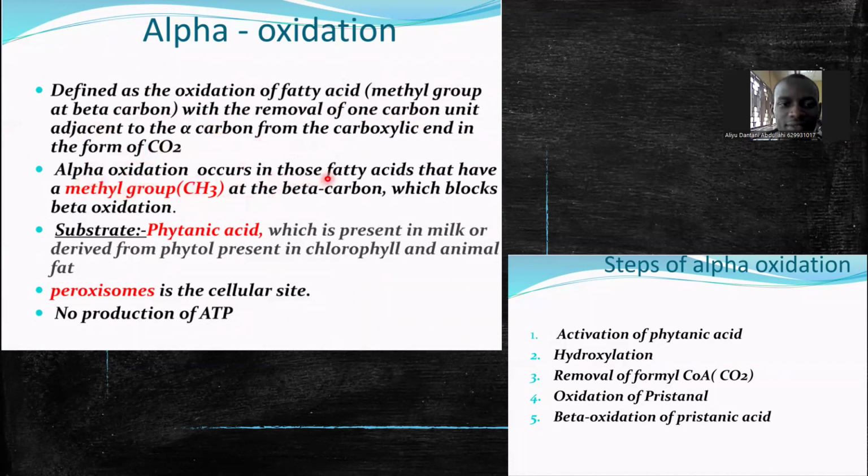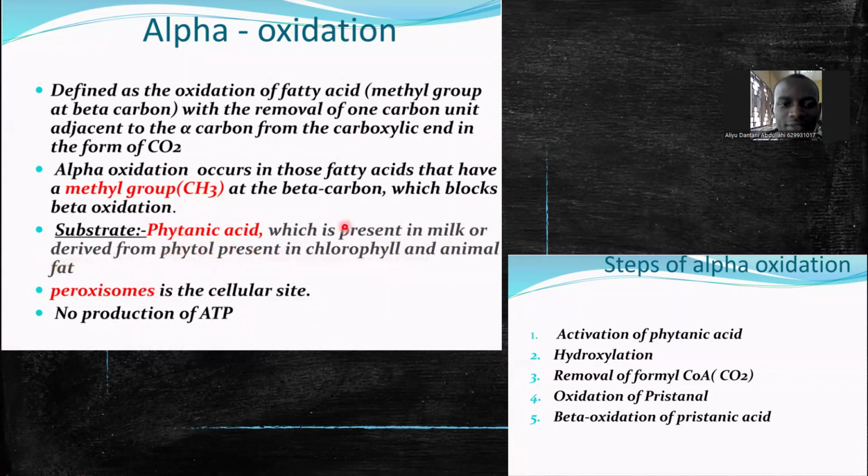Alpha oxidation occurs in those fatty acids that have a methyl group at the beta carbon, which blocks beta oxidation. Beta oxidation does not recognize something like this, so it actually compromises beta oxidation. An example of such a fatty acid that has a methyl group at the beta carbon is phytanic acid, which I've seen an example of in your lecture note. It is present in milk, or derived from phytol present in chlorophyll and animal fat.